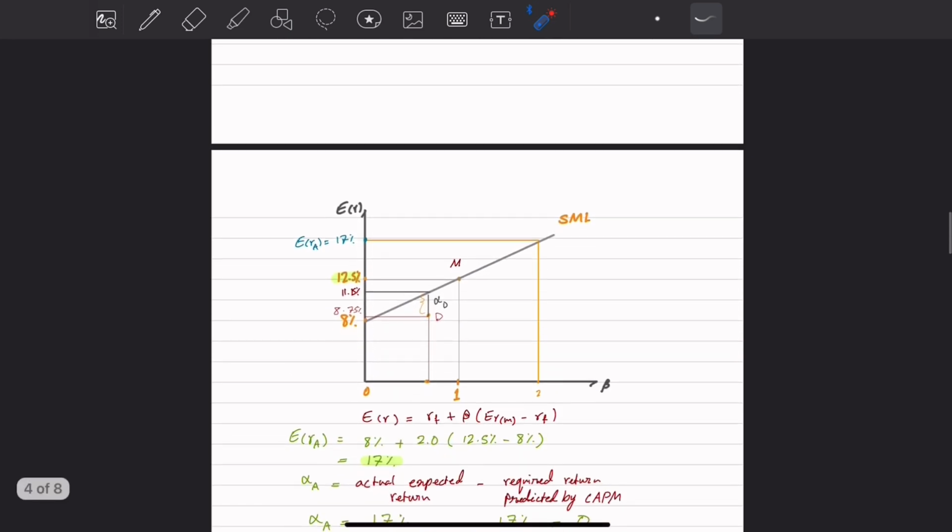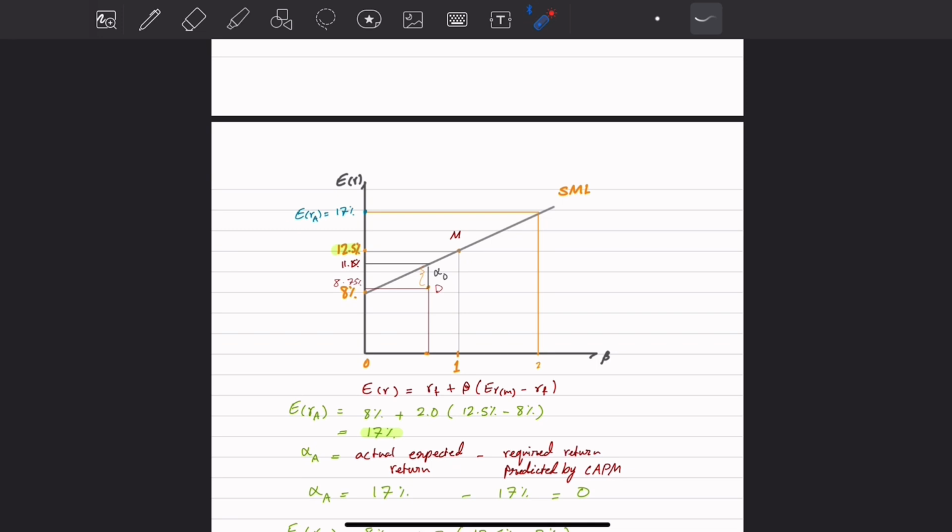And then for the next requirement, we were asked to sketch or graph the security market line. And knowing these 2 points, beta equals 0 and the expected rate is 8%, and for the market, beta equals 1 and the expected return is 12.5, we managed to plot those 2 points and then connect them with the security market line. Okay?